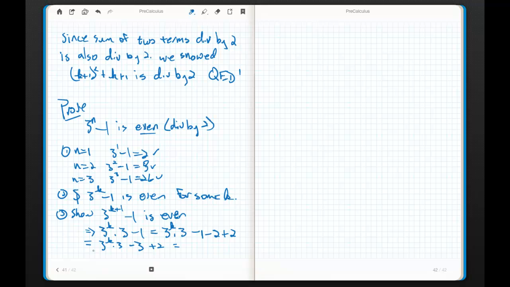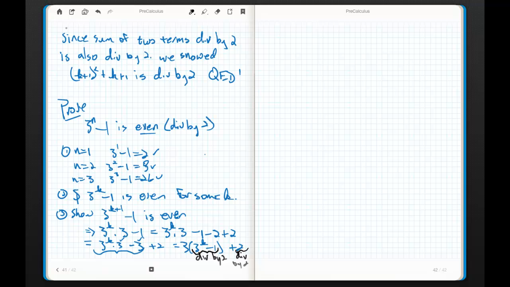This term right here has a 3. I can factor that 3, not 3 to the k, but it's got a 3 sitting there. Watch what happens when I factor out that 3. I get 3 times 3 to the k minus 1, and then plus 2. Now, that's kind of like, oh, we're there, because I know that that term is divisible by 2. I know that 2 is divisible by 2, and then this 3 is just along for the ride. If I've got any term in a product that's divisible by 2, the whole thing is divisible by 2.